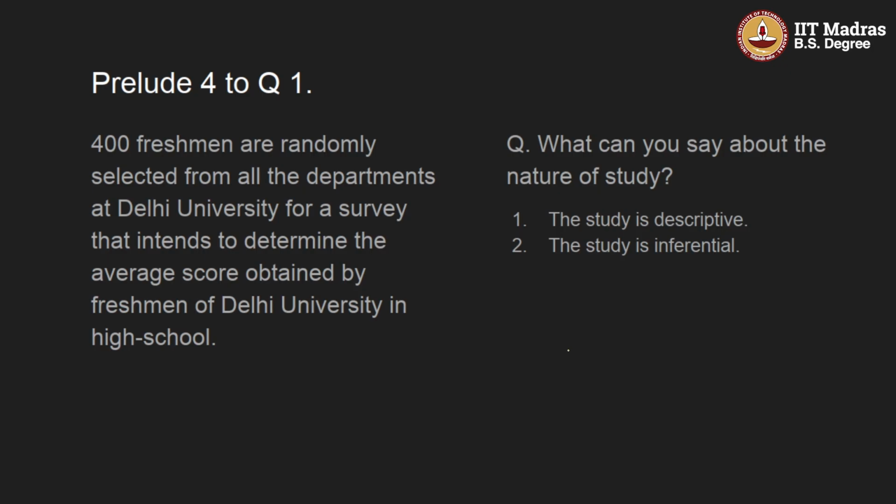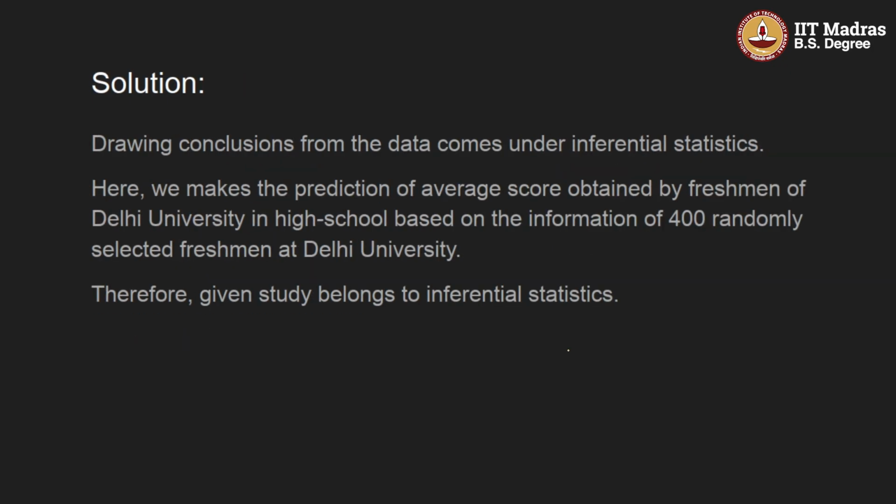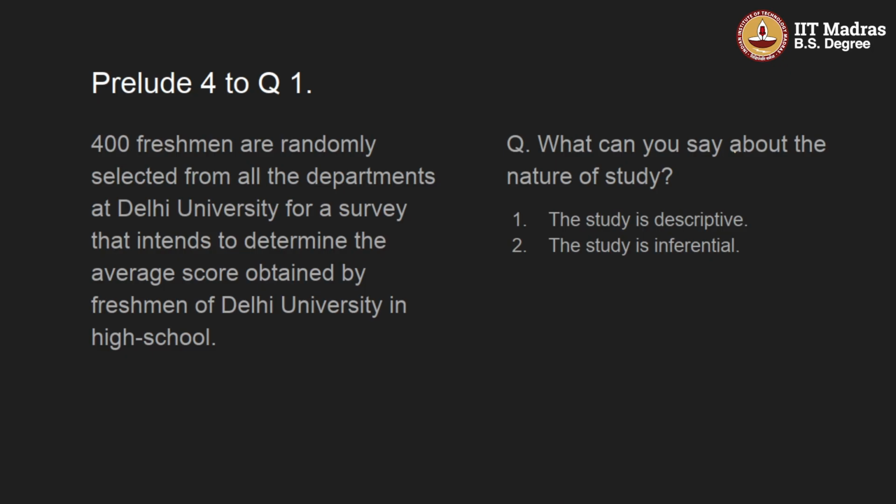Now the next question is what you can say about the nature of the study. The study is descriptive or the study is inferential. So we can see that here we are taking a random sample of 400 freshmen and we are drawing conclusions from the data. So that comes under inferential statistics. So option number 2, the study is inferential, will be correct.